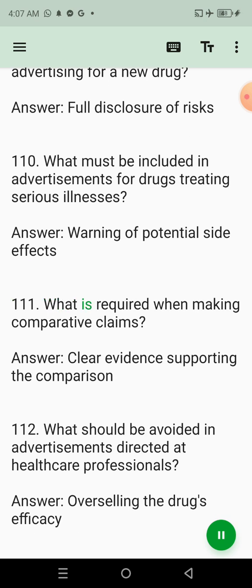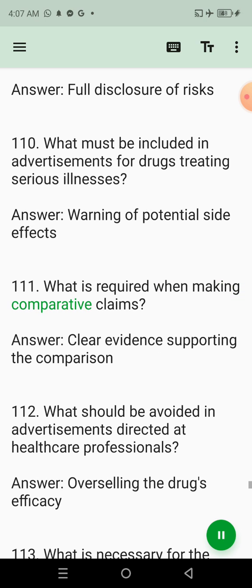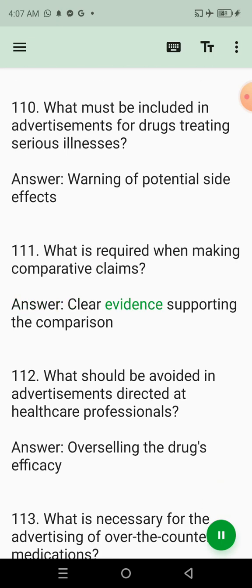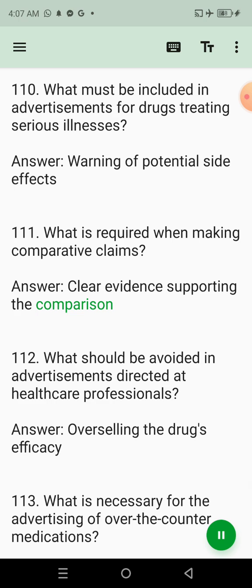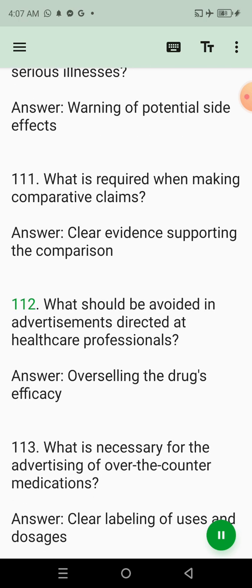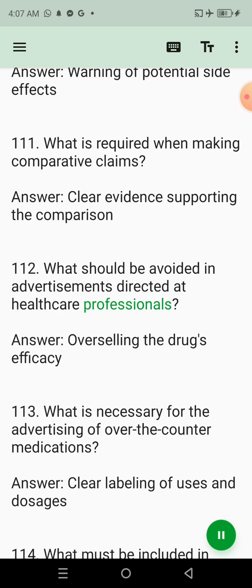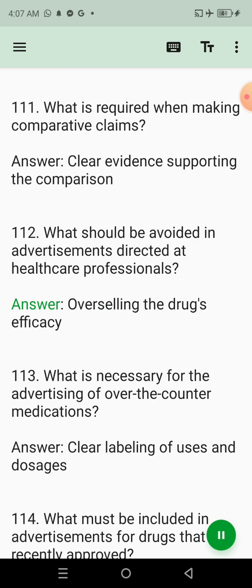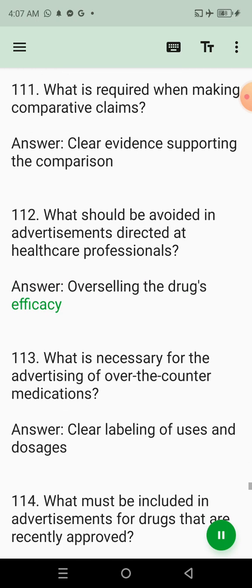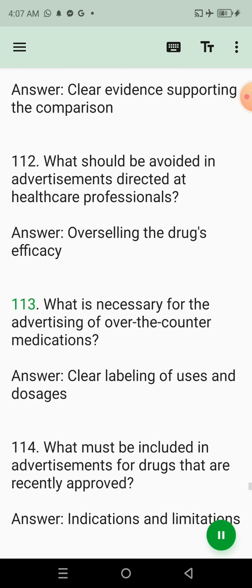111. What is required when making comparative claims? Answer: clear evidence supporting the comparison. 112. What should be avoided in advertisements directed at healthcare professionals? Answer: overselling the drug's efficacy.